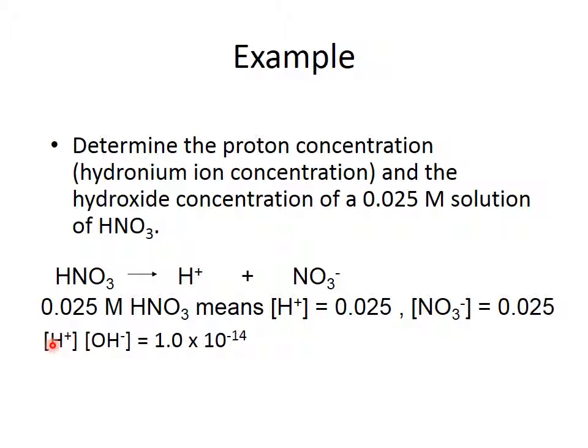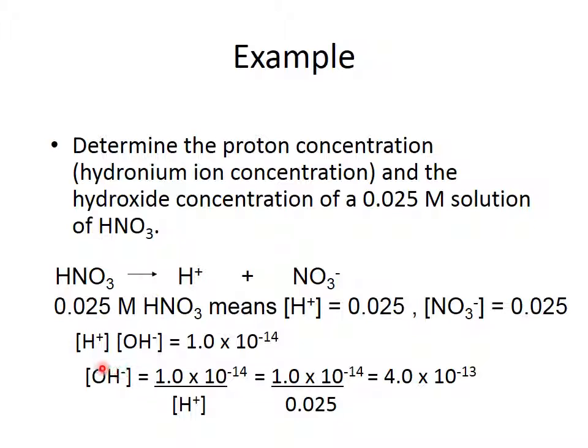Now, I know that I have proton concentration times hydroxide concentration is equal to 1 times 10 to the minus 14. If I know this, I know my hydroxide concentration. I can arrange that, and I can get that hydroxide concentration is equal to 1 times 10 to the minus 14 over proton concentration. I plug in my proton concentration, and what do I get? I get 4 times 10 to the negative 13.